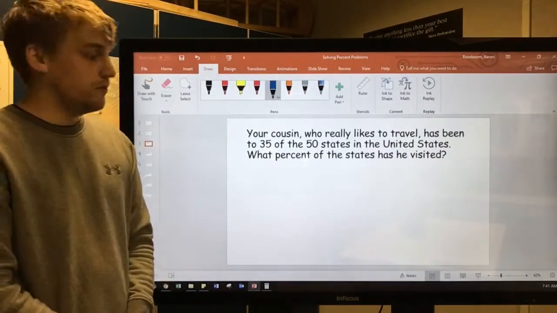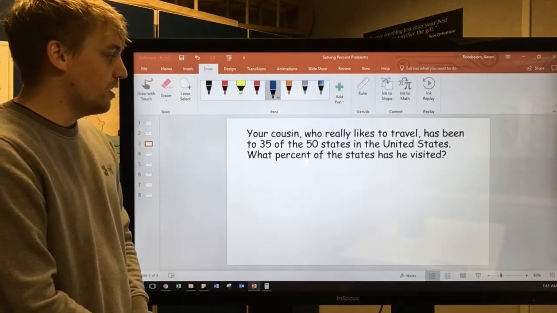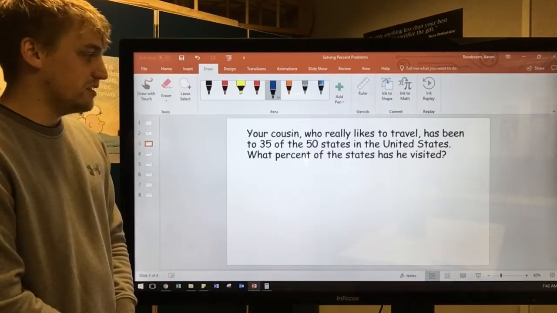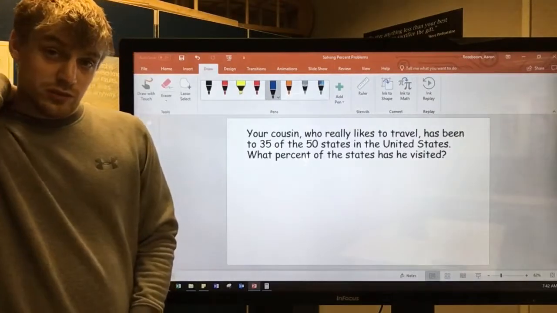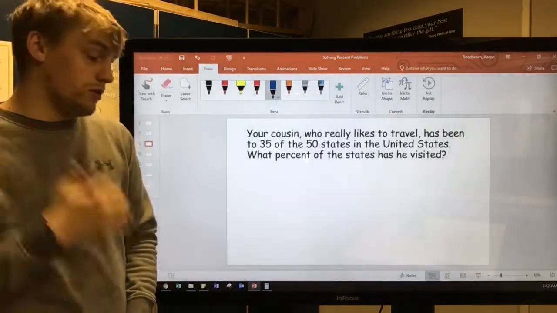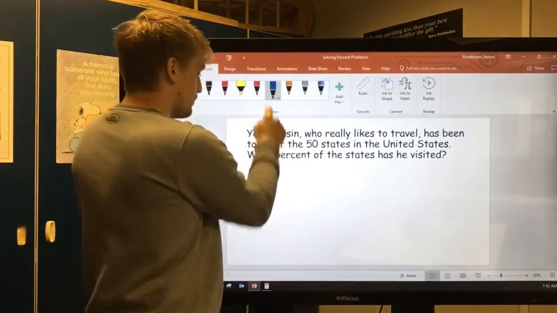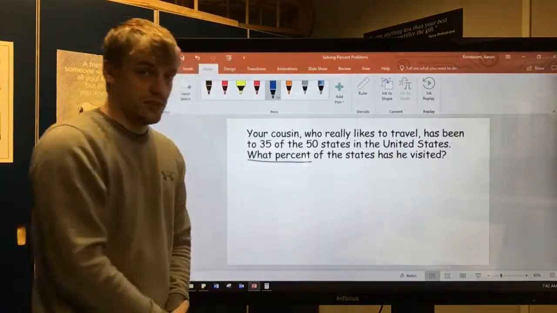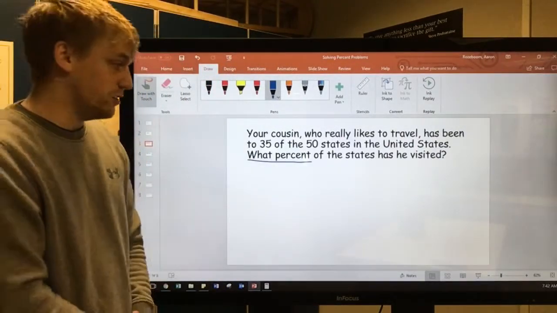And this is a word problem. Your cousin, who really likes to travel, has been to 35 of the 50 states in the United States. What percent of the states has he visited? So a couple things when you read the percent problems is you can look for keywords. So this right here says what percent. So that right there, you know that you're going to be solving for the percentage.